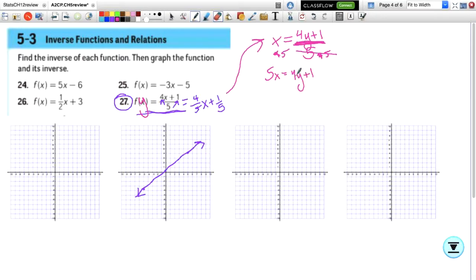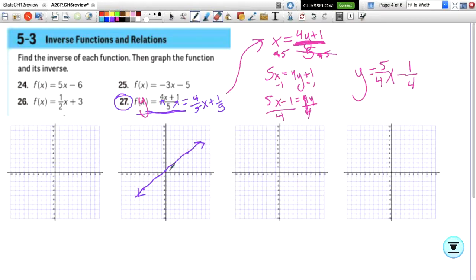That's easy. To get my y alone and positive, I'm going to minus 1, and then I'll lastly divide by 4. So minus 1, I get 5x minus 1 equals 4y. Last step is divide by 4. Divide everything over here by 4. And now I'm left with y equals 5/4 x minus 1/4. And again, I sent that denominator to both pieces so that I'm able to graph it.